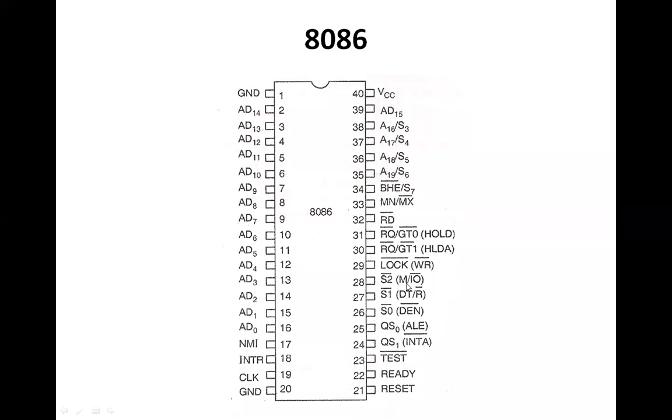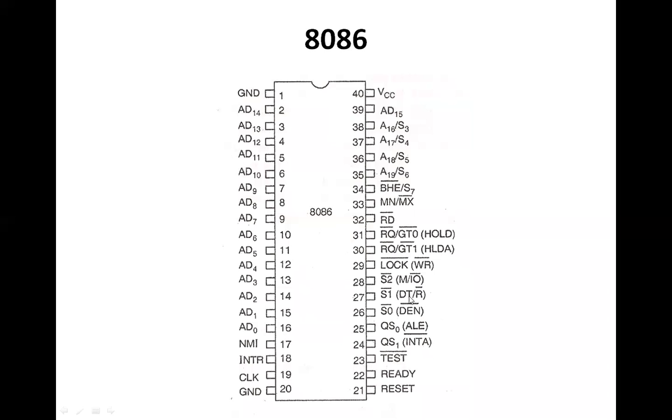Then we have M/IO, memory or input output, or IO/M, whatever you say. This M/IO pin is going to select whether it wants to work with the memory or with the input output device. So it indicates that the microprocessor address bus contains either a memory address or an input output port address. So this is going to identify whether it wants to work with the memory or with the input output device.